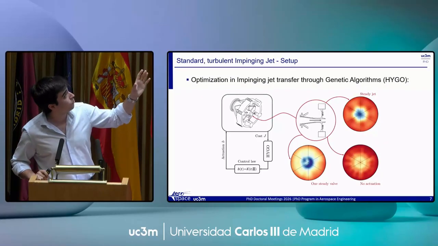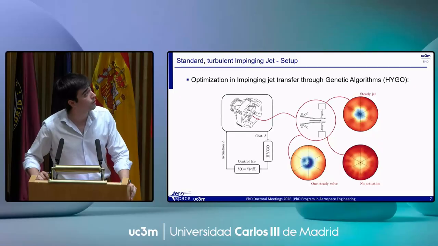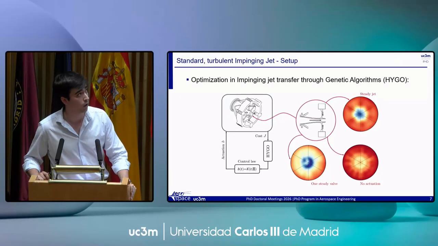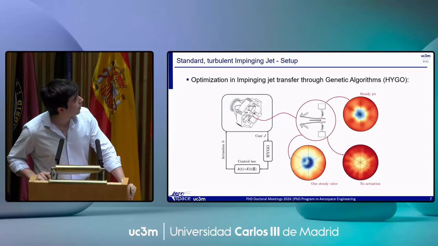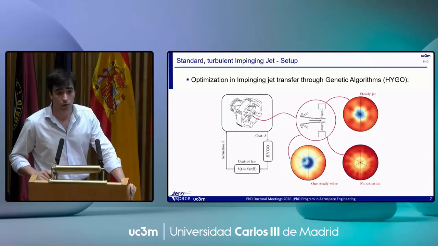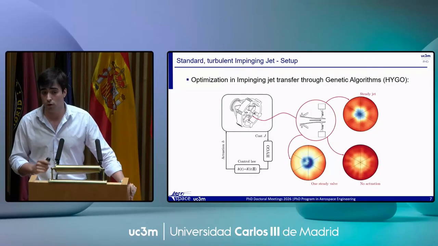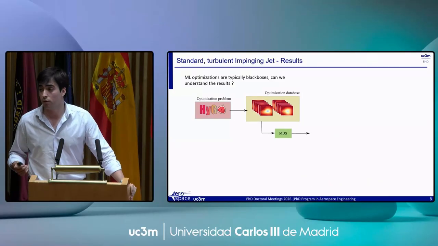So we are going to do so through genetic algorithms, with an in-house hybrid genetic algorithm called HIGO, which was developed by parts of our team, Isaac Robledo, Rodrigo Castellanos, etc. We performed an optimization of the problem and found a solution, but we are not going to focus on the optimization problem, but rather on how to interpret the results.